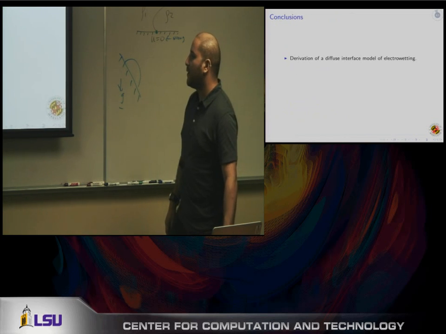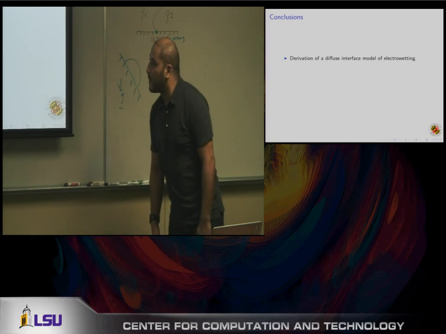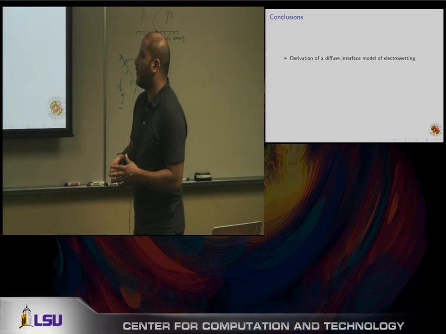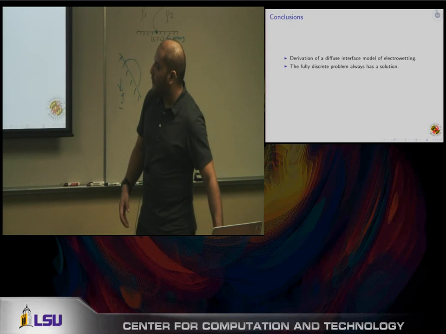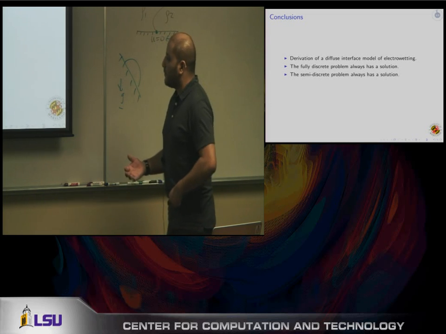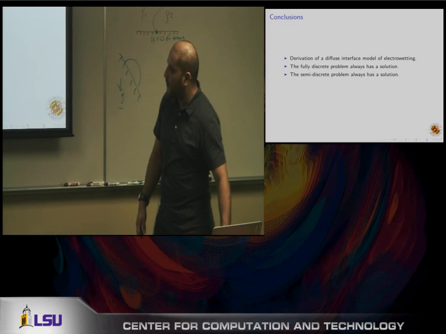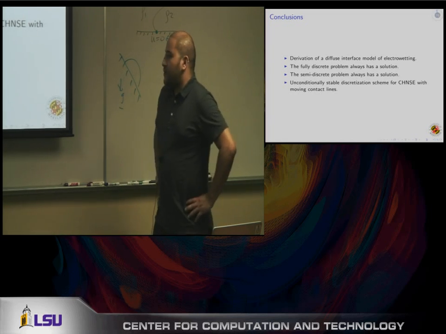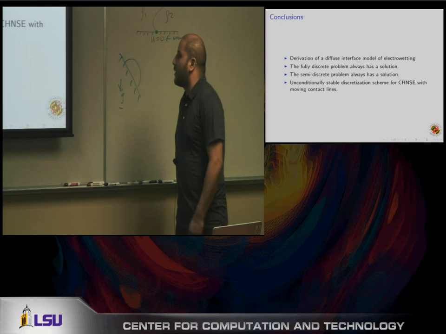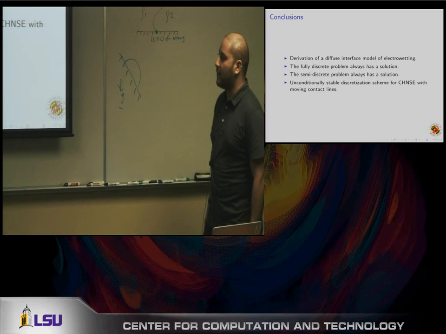This is all I had to say today. Let me just rewind and remind you of what we talked about today. We talked about a diffuse interface model for electrowetting. We derived the equations that govern this phenomenon from physics. We showed that the fully discrete problem always has a solution, and that the semi-discrete problem does not always have a solution, but does under this restriction on the permittivity of the medium. And I also showed you an unconditionally stable discretization scheme for the Cahn-Hilliard Navier-Stokes equations that can be used to address the problem of moving contact lines.